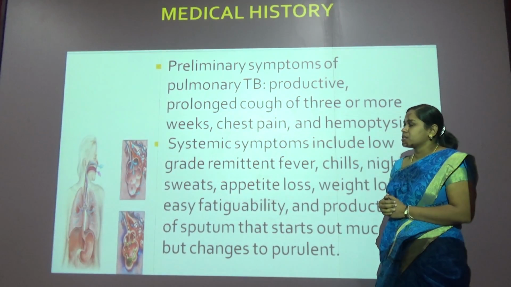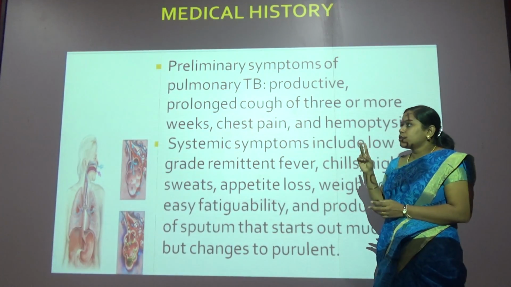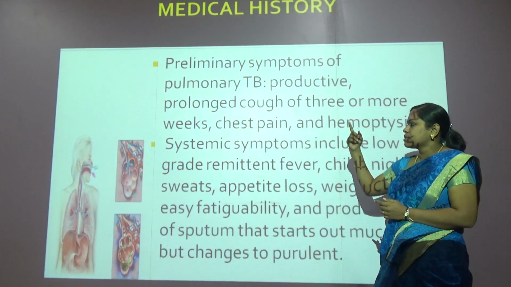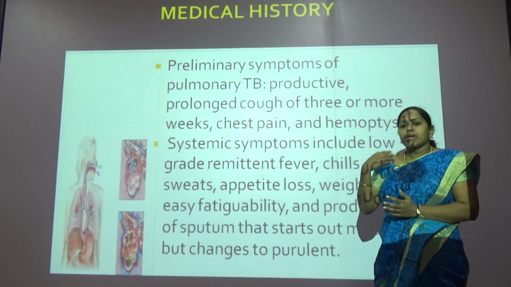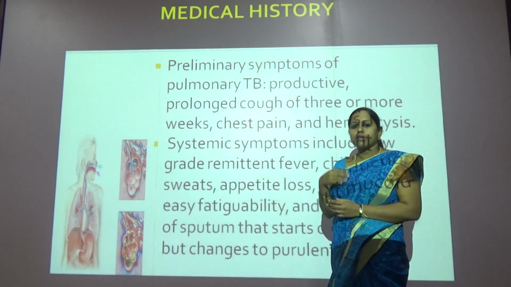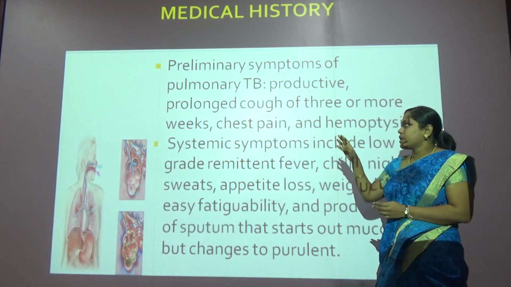The first one is medical history. Under medical history, the patient will be taken to consult the doctor. There are two stages of symptoms: one is preliminary symptoms, another one is systemic symptoms. Under preliminary symptoms, the patient will be asked about a prolonged cough or sneeze or cold which is present for more than 4 to 5 weeks. So those are the preliminary symptoms.